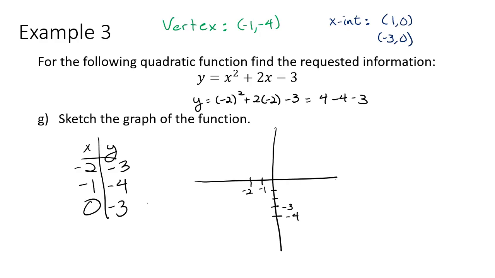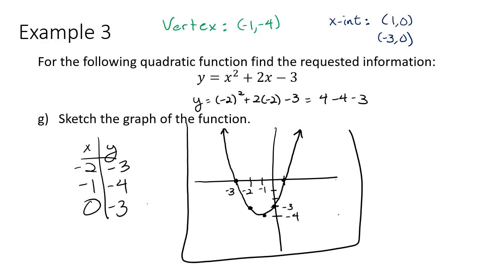All right, so our vertex is at -1, -4. Then we've got -2, -3, 0, -3. But in this case, I'm going to go ahead and plot the x-intercepts as well because they worked out nicely, just to get a little bit more shape. And that's just one more in both directions, so to +1 and to -3. And so our parabola would look something like this.